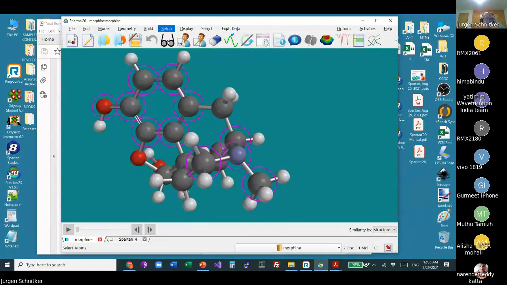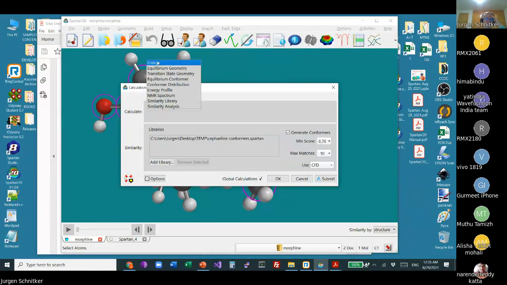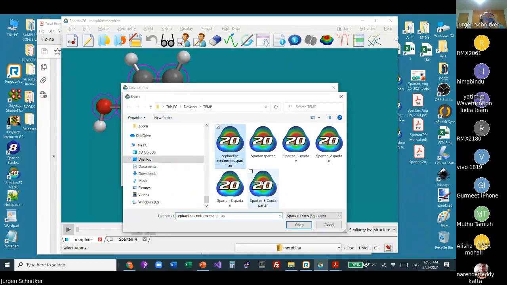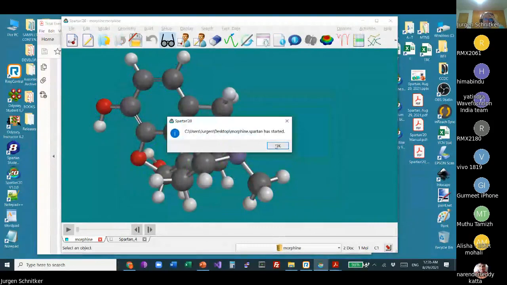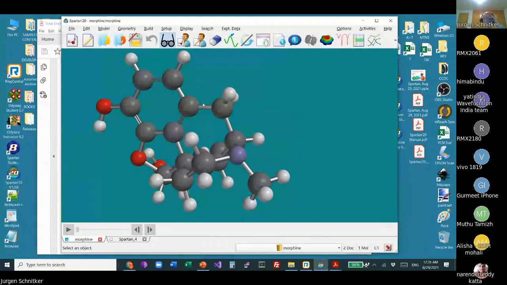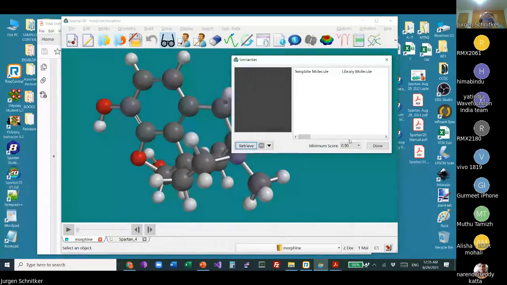So I go to setup calculations. That's the last option here, and we started with energy equivalent. Now here we have similarity analysis, and I will add the library, which I had previously done, but I add it here again. I'll leave all the other stuff intact and do a submit. Now this is very quick. It just compares this molecule with 29 conformers, using geometric measures. So I go to display similarities, and here there's first nothing because the minimum score was 0.9.